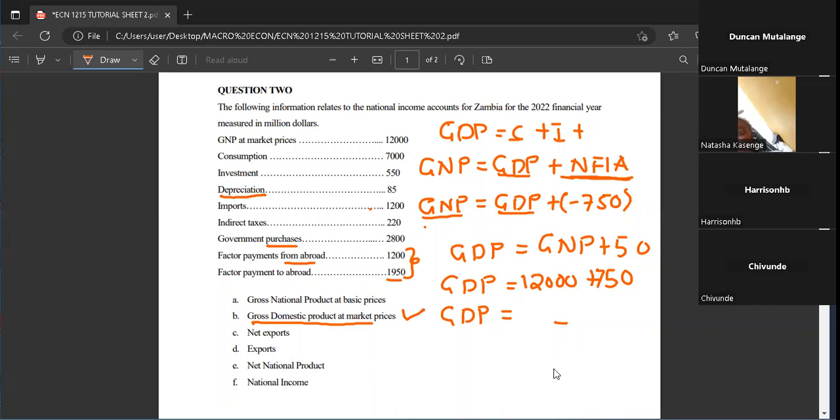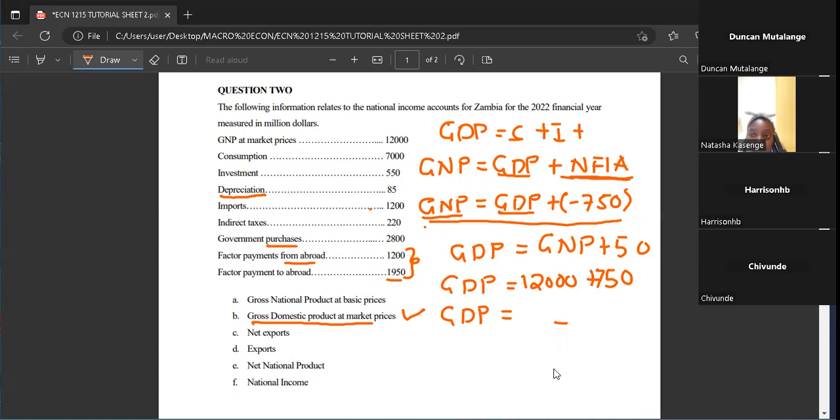So GDP here is equal to what? We have this expression, and we're going to make GDP the subject of the formula because we want to find GDP. So take the negative 750 to the other side. It will be GNP plus 750 to get the GDP. Our GNP is 12,000, plus the 750, which will give us what?